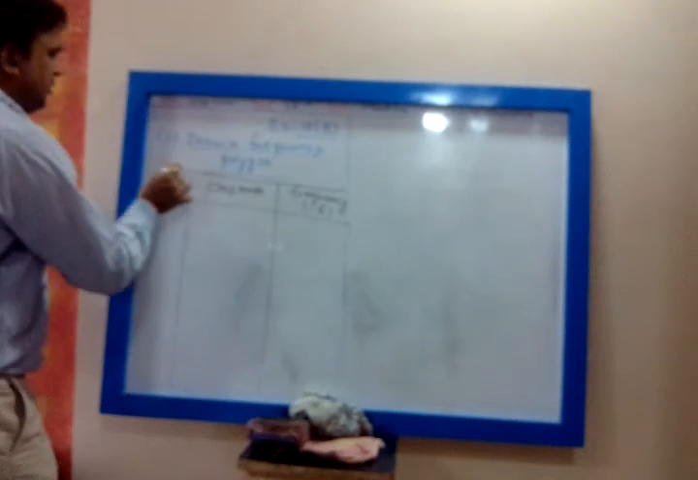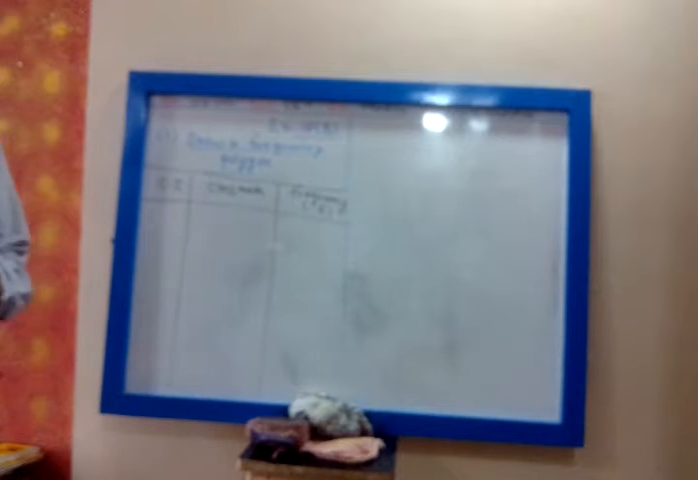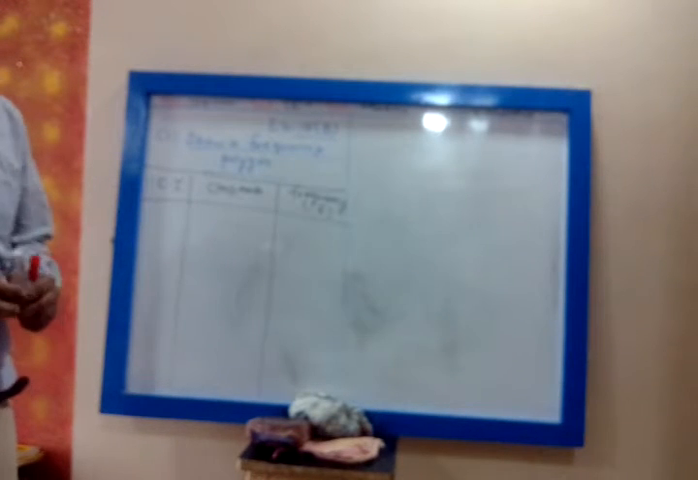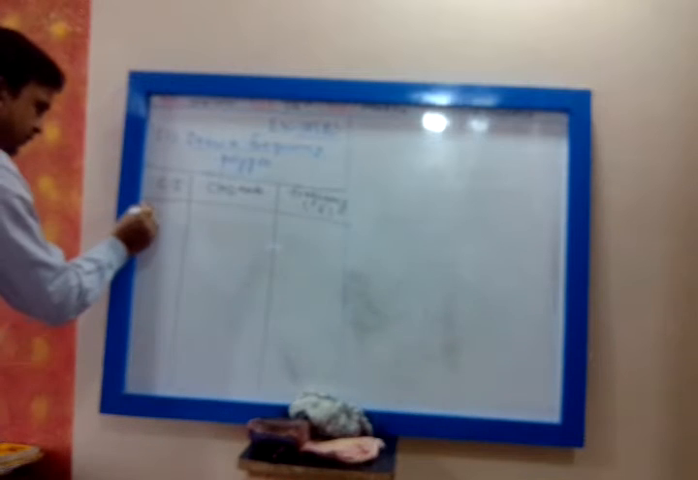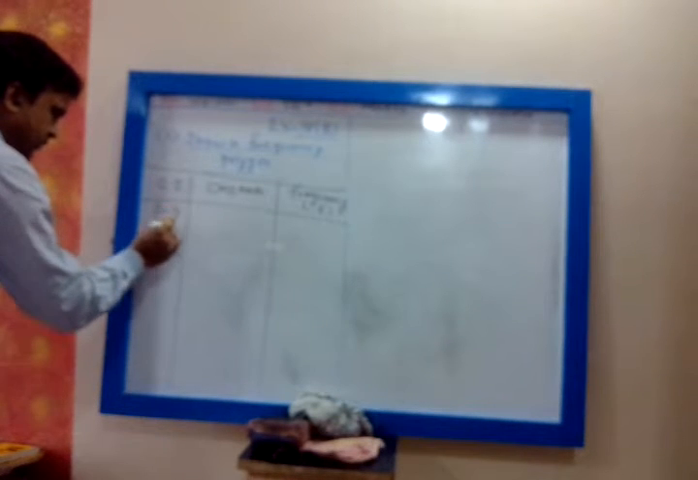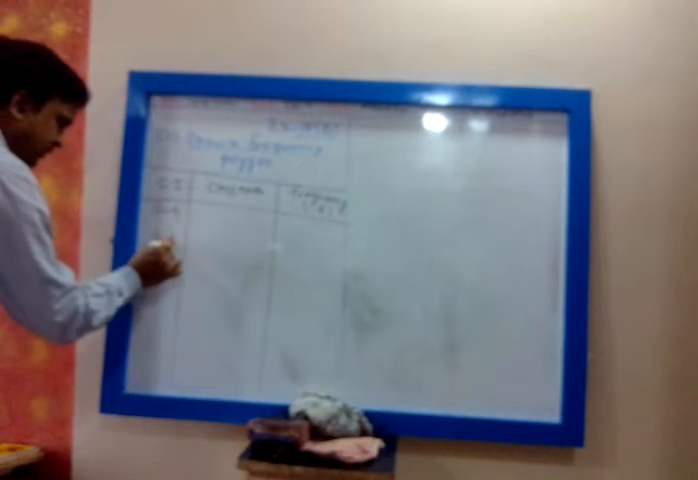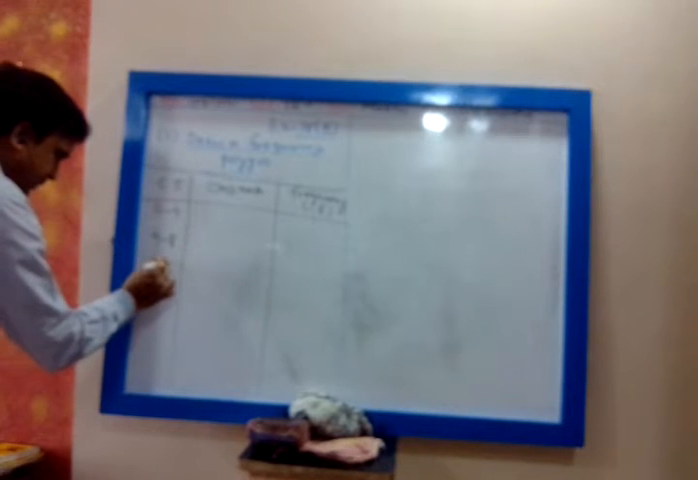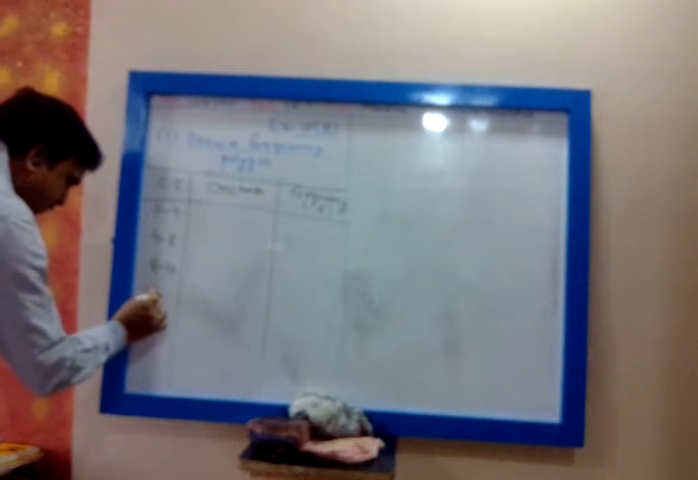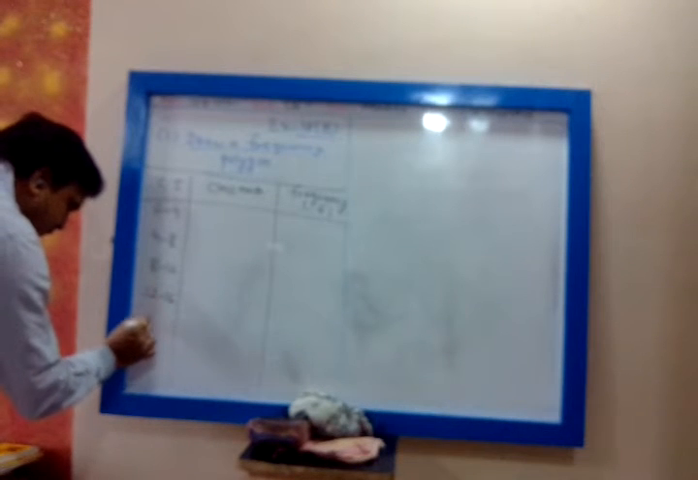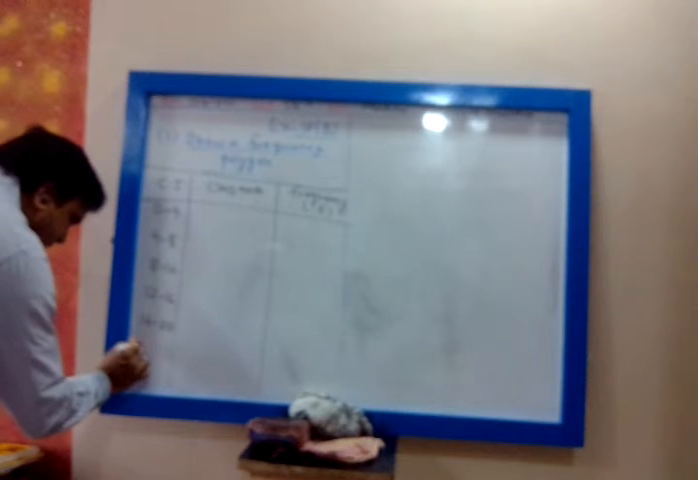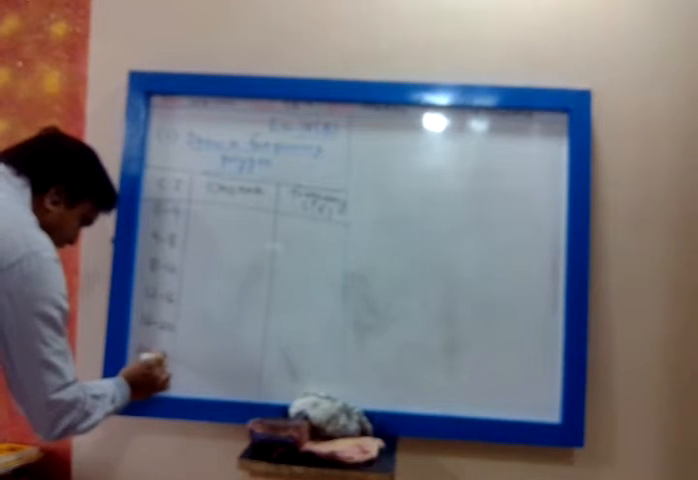So for a frequency polygon, first you have to find the class mark. Now the class intervals are 0 to 4, then 4 to 8, then 8 to 12, then 12 to 16, then 16 to 20, then 20 to 24.